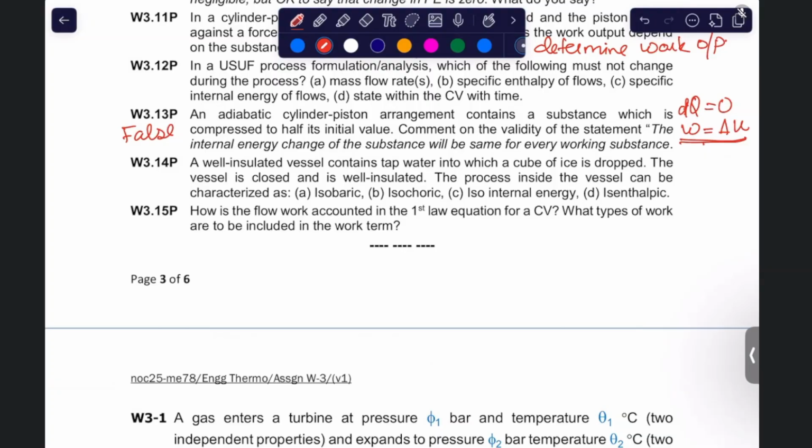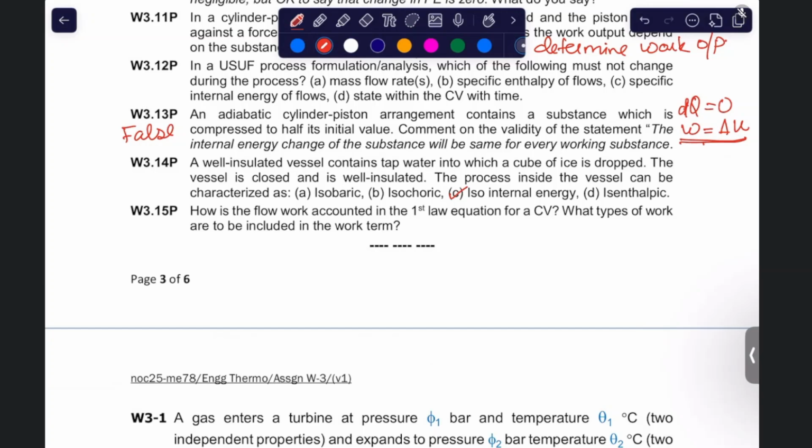Now, next is isointernal energy. Okay. So, the vessel is well insulated, so there is no heat input from outside, and it is closed also, so there is no mass flow in or mass flow out. So, total energy of the system is supposed to be constant. So, yes, isointernal energy is there. So, this is an isointernal energy process.